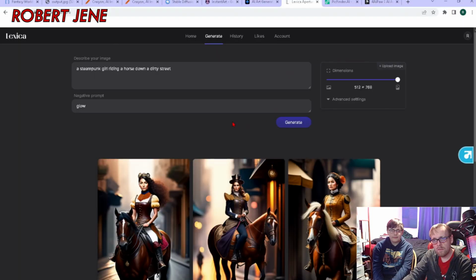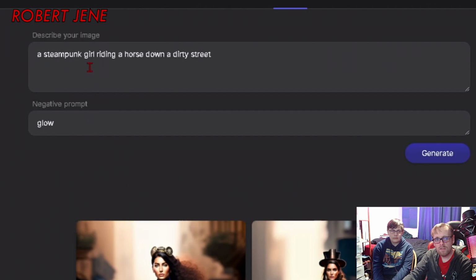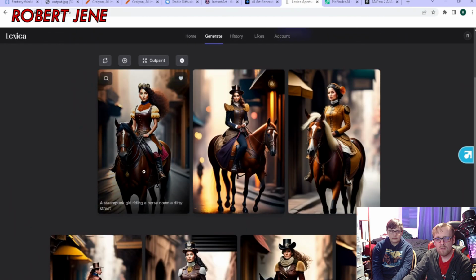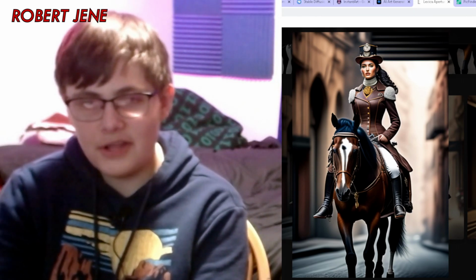It'll give you a mentality that it's a limited resource, but it's nonsense. This site is completely free from what I can tell. They haven't told me that I can't make images anymore. I asked it to make a steampunk girl riding a horse down a dirty street, and I just put in glow as the negative prompt because I didn't want it to look too shiny. I don't think it knows what a dirty street looks like. Yeah, that's not dirty. Dirty, filthy.